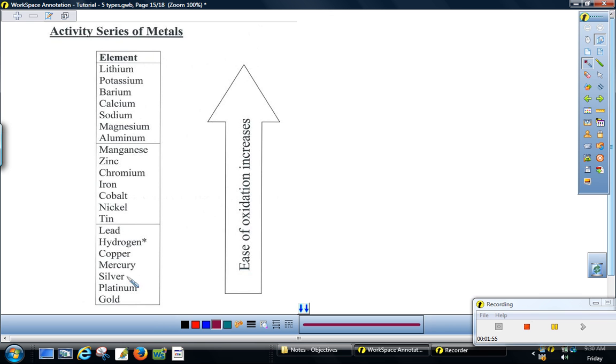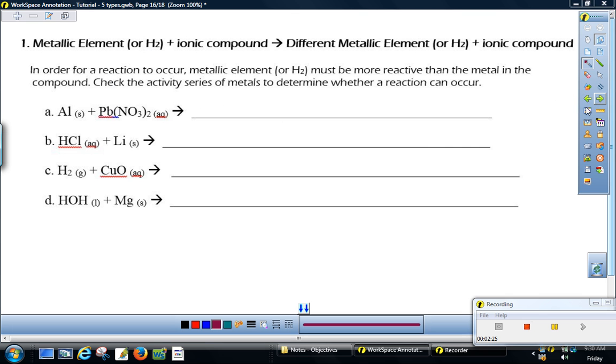So here's the list, the activity series. Here's hydrogen. Hydrogen is a nonmetal, but we still put it on here because it has a positive oxidation number. Hydrogen loses one electron to become stable, just like metals lose electrons. So lithium is the most reactive, and gold, platinum, silver are the least reactive. Not surprisingly, that's why we make jewelry out of them and valuable things like statues, because they resist reacting.